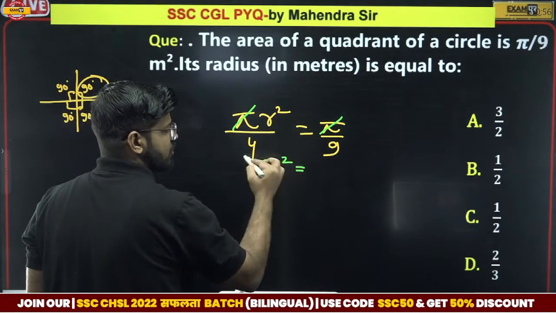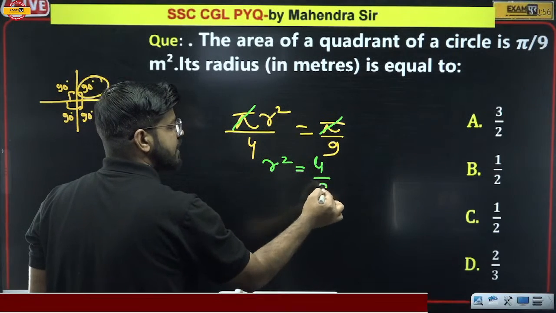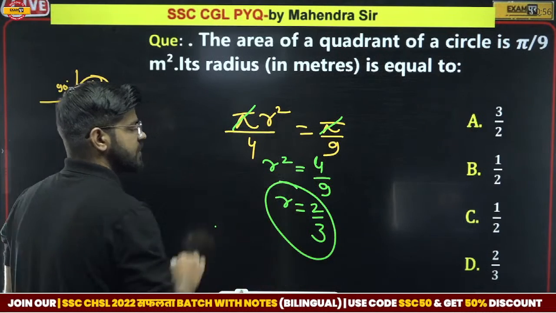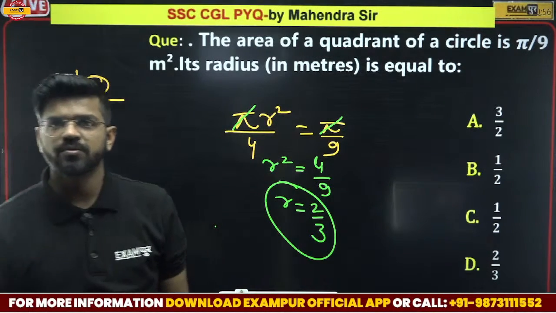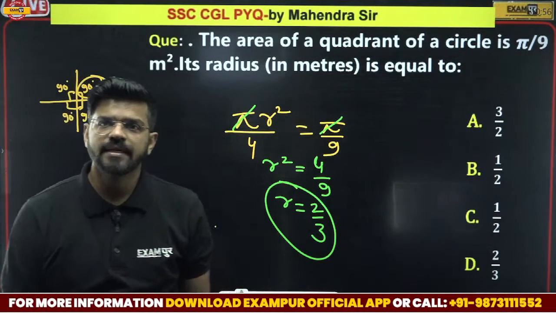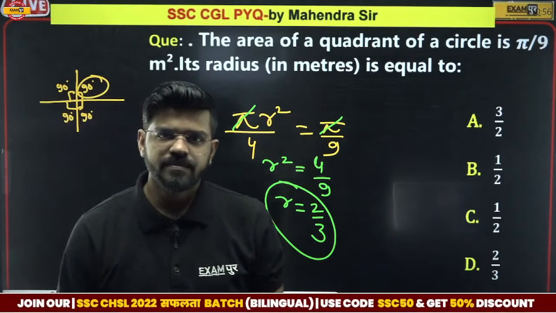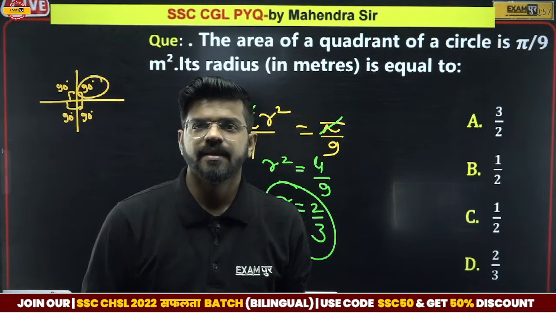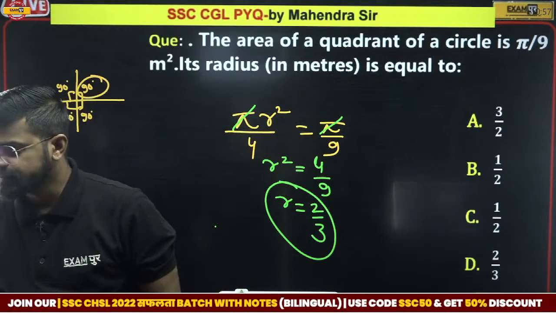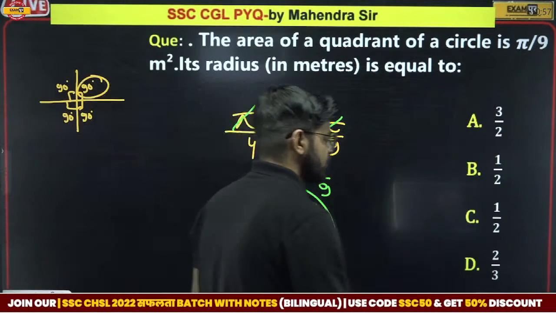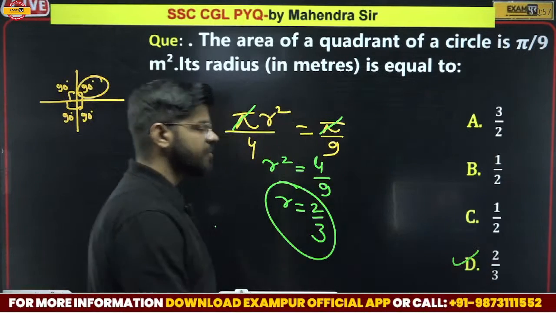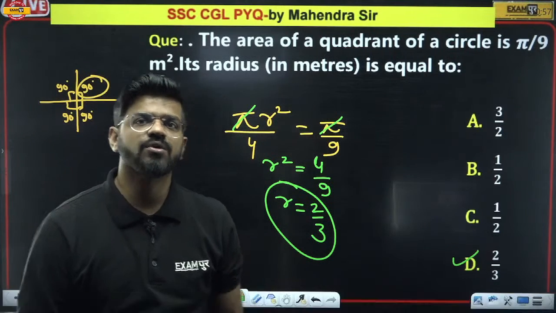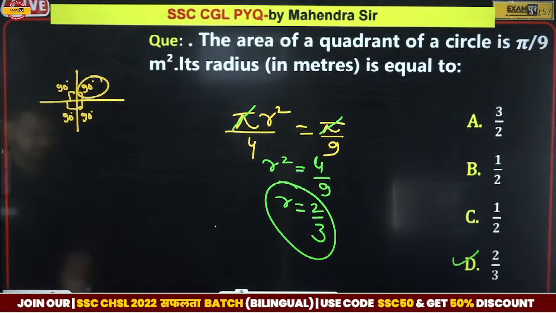R square will be what? 4 will come here, 4 by 9. And what is the answer? The answer is 2 by 3. Did you get that? All clear? Super. So my answer is option number D. Yes, Sohan, 2 by 3 is the right answer.